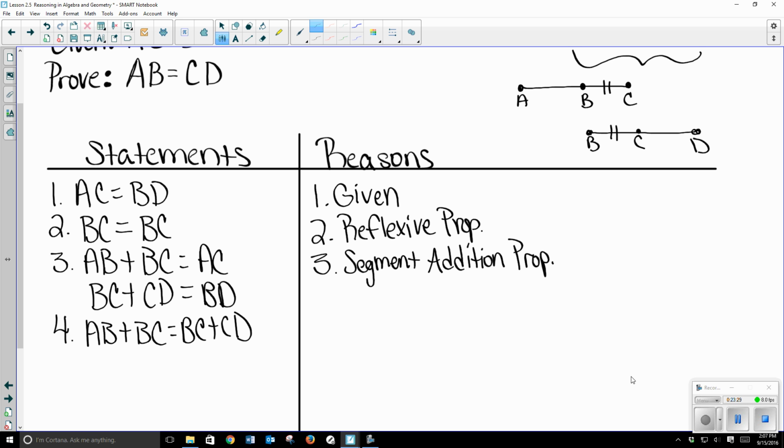What property did I use? I used the word when I was describing what I was doing. What did I do? Substituted. I substituted this in for AC and this in for BD for this.